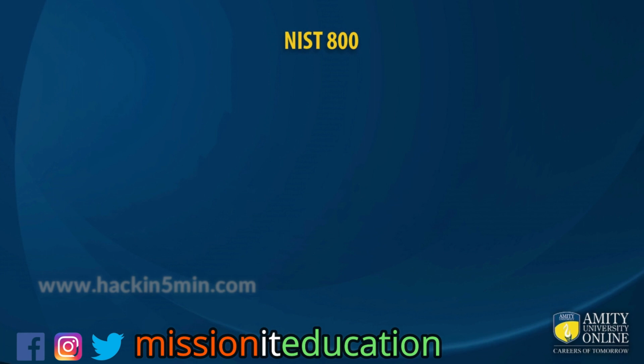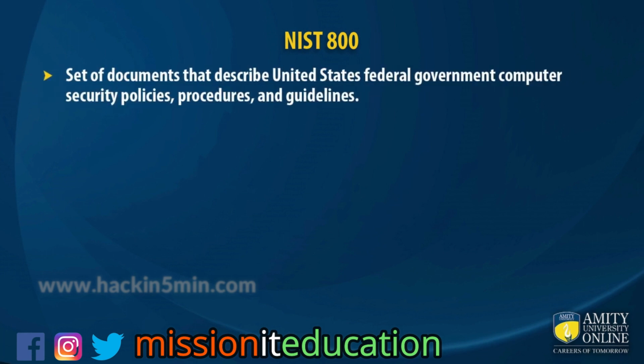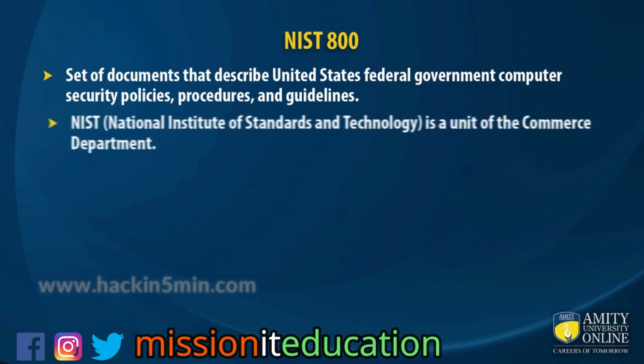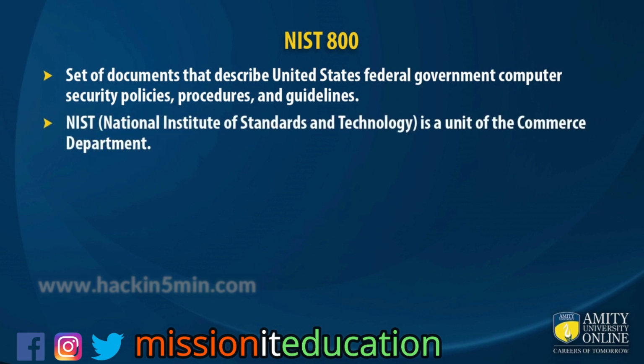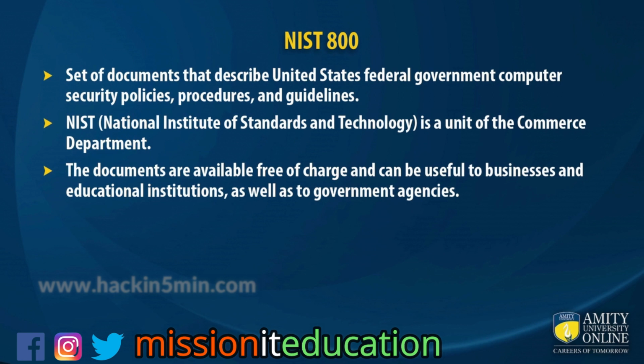The NIST 800 series is a set of documents that describe United States federal government computer security policies, procedures and guidelines. NIST, the National Institute of Standards and Technology, is a unit of the Commerce Department. The documents are available free of charge. You can search for NIST 800 over the internet, and you will get it. They can be useful to business and educational institutions as well as to government agencies. You can just Google NIST 800 and go through that.